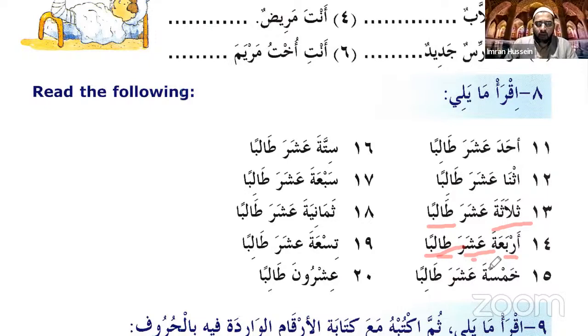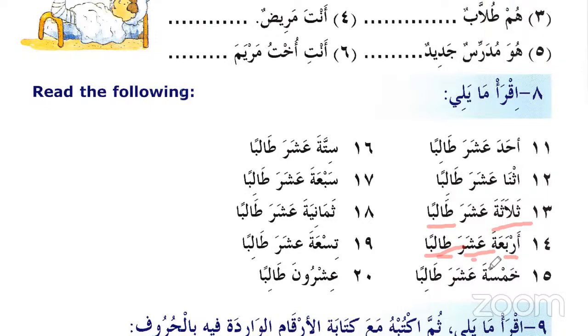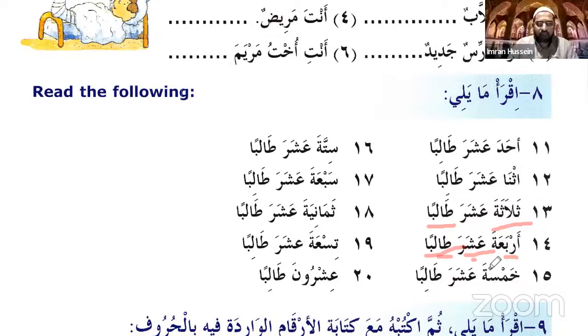And the other point you need to remember is that these numbers, 11 to 19, they are mabni. Their harakat does not change. Their harakat remains the way they are. But numbers from 3 to 9, their harakat changes. So 11 to 19, the harakat does not change. It remains the same always, regardless of wherever it's coming.